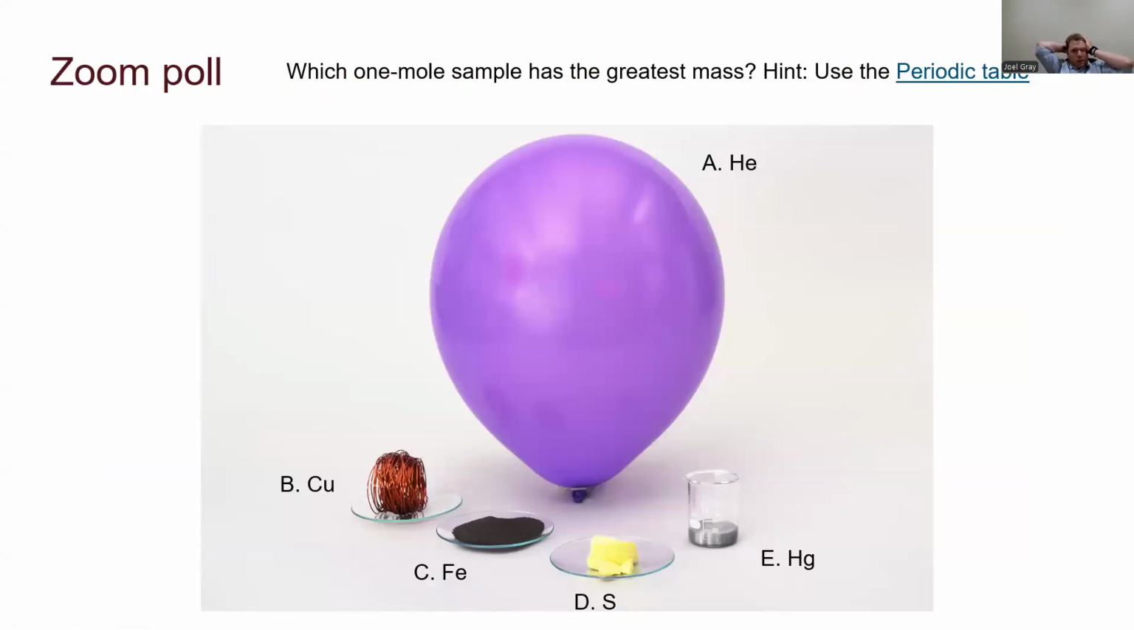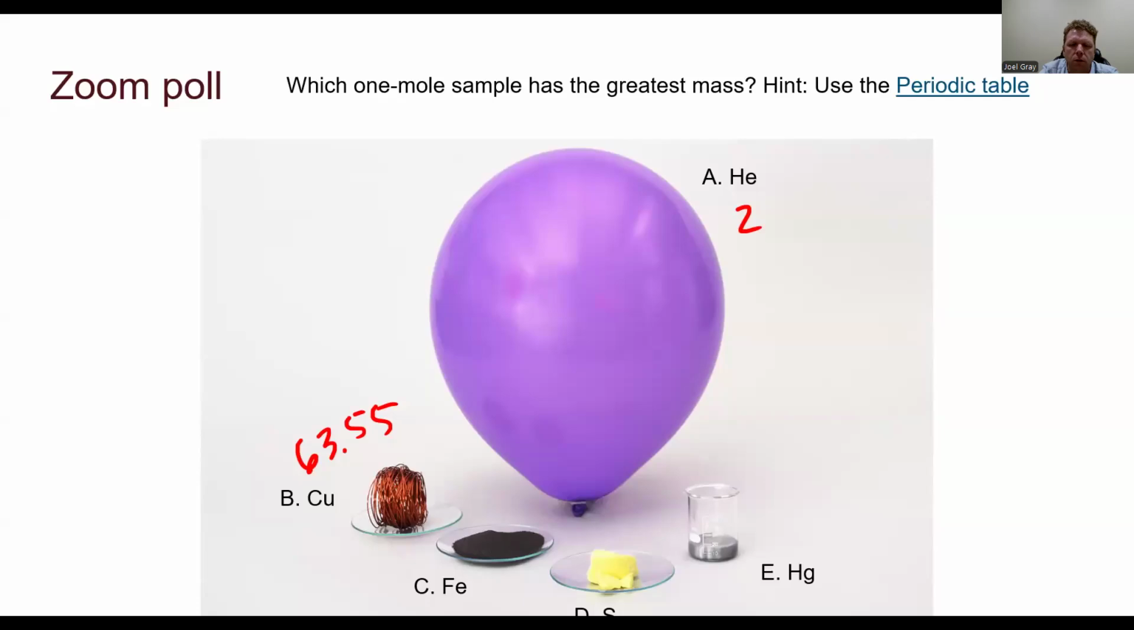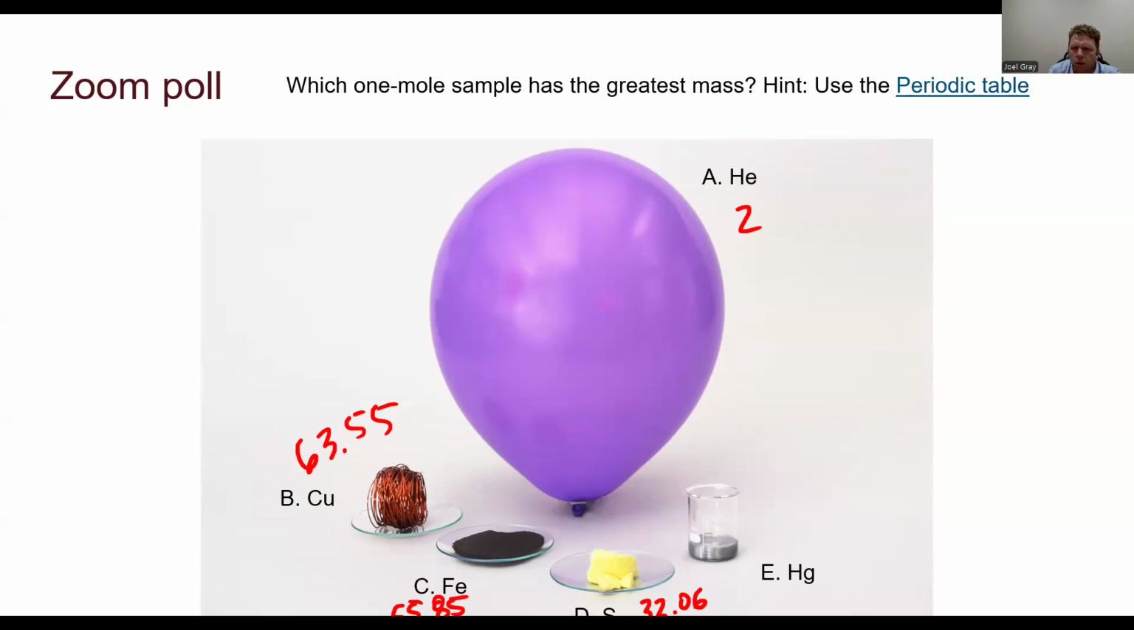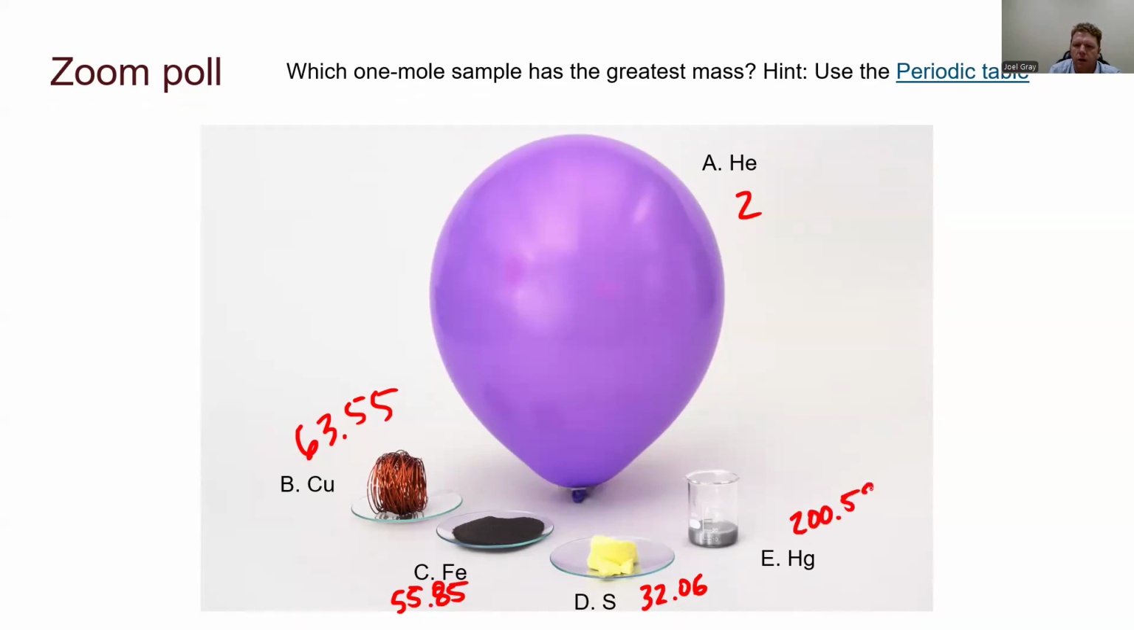Now, if we look at these options, helium, copper, iron, sulfur, mercury, which one of these is going to have the greatest mass? Okay, well, we know that helium has an atomic number of 2, copper is 63.55. I'm going to toggle back and forth between the periodic table, but your screen won't show this. Iron is 55.85. Sulfur is 32.06. And mercury is 200.59. So if you have 1 mole of each of these things, mercury has the greatest mass.